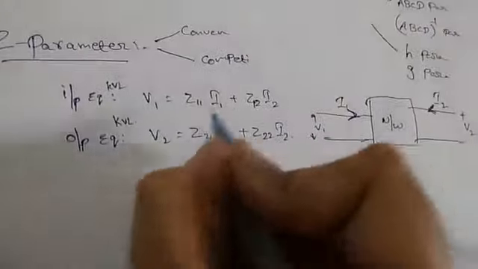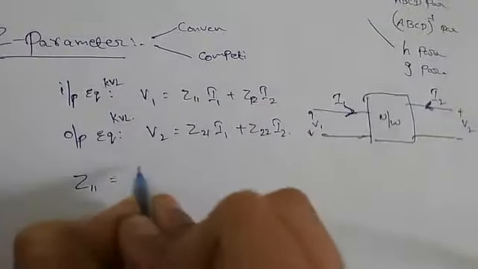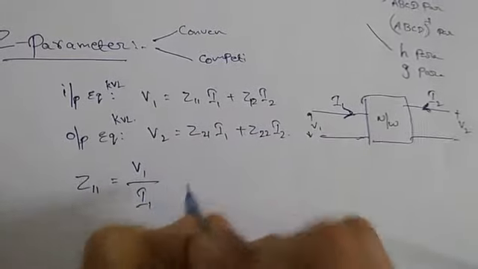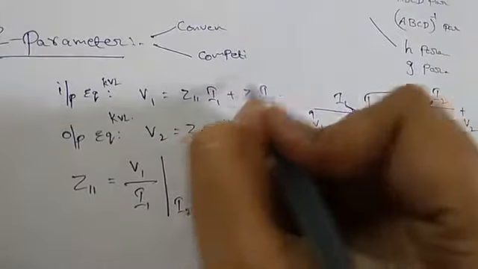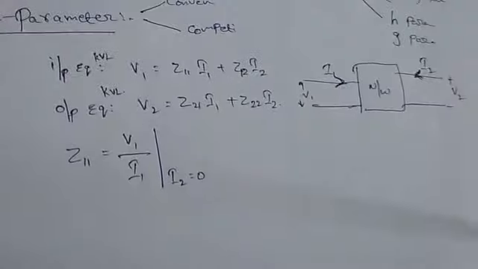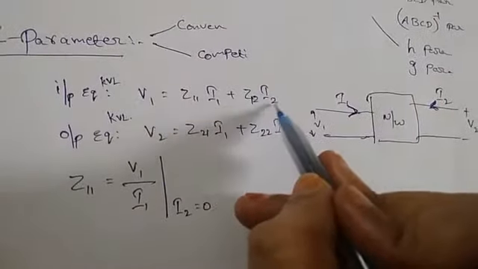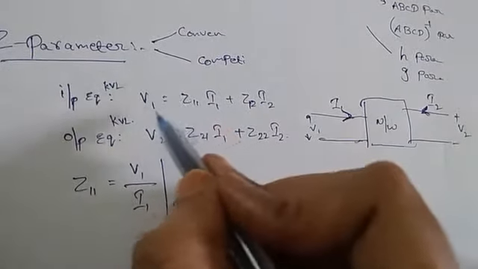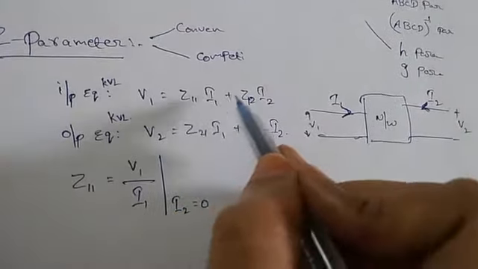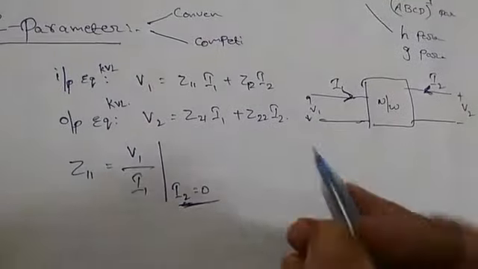To find Z11, Z11 equals V1 by I1 when the output current is 0. When I consider the output current as 0, the Z12 term may or may not be 0, but I2 can be 0. So Z11 equals V1 divided by I1. Please understand this is the condition: it holds when I2 equals 0.